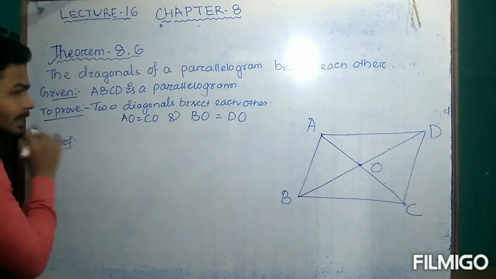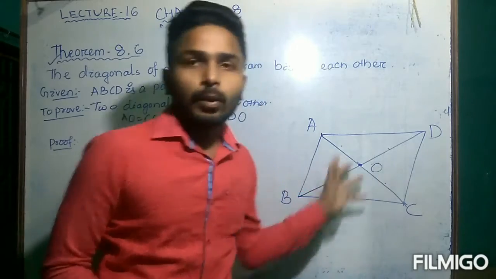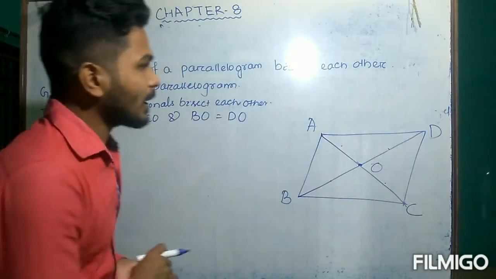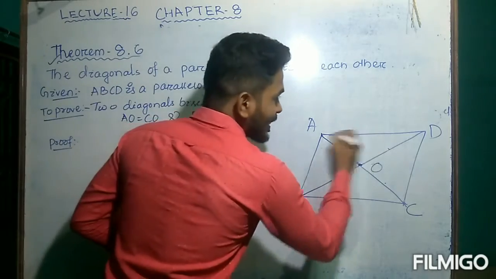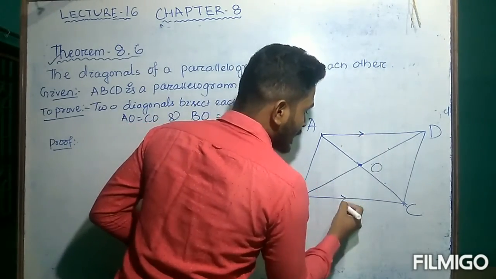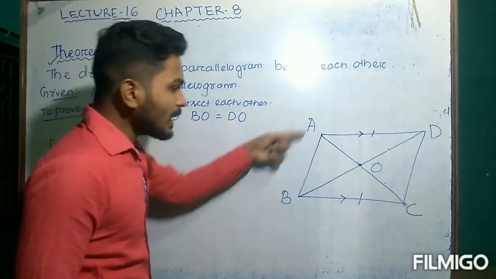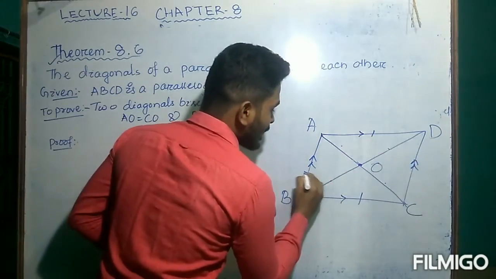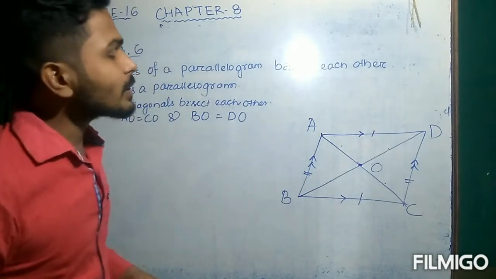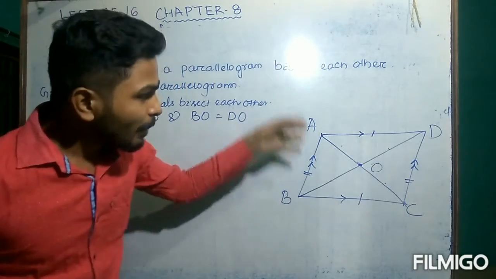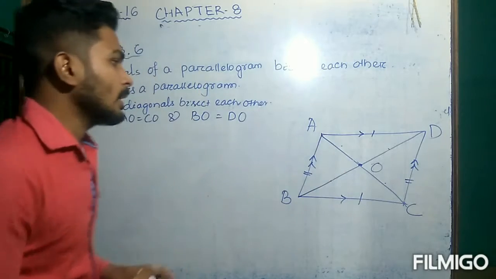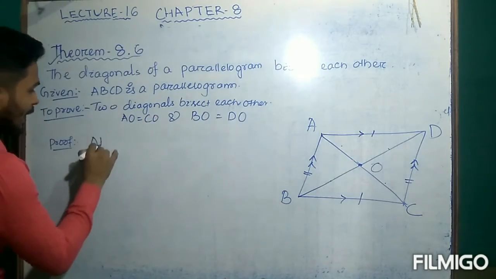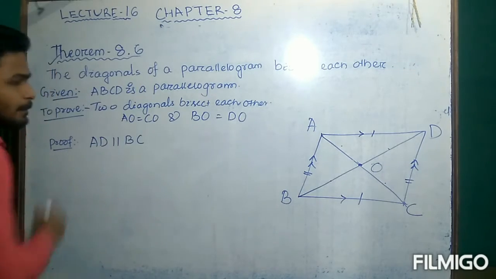See, already it is given ABCD is a parallelogram. It is a parallelogram, it means the pairs of opposite sides must be parallel and equal. That means AD and BC are parallel as well as equal. Similarly, AB and DC are parallel as well as equal, because as you know, in a parallelogram, the pairs of opposite sides are parallel as well as equal. Now we can write AD parallel to BC.